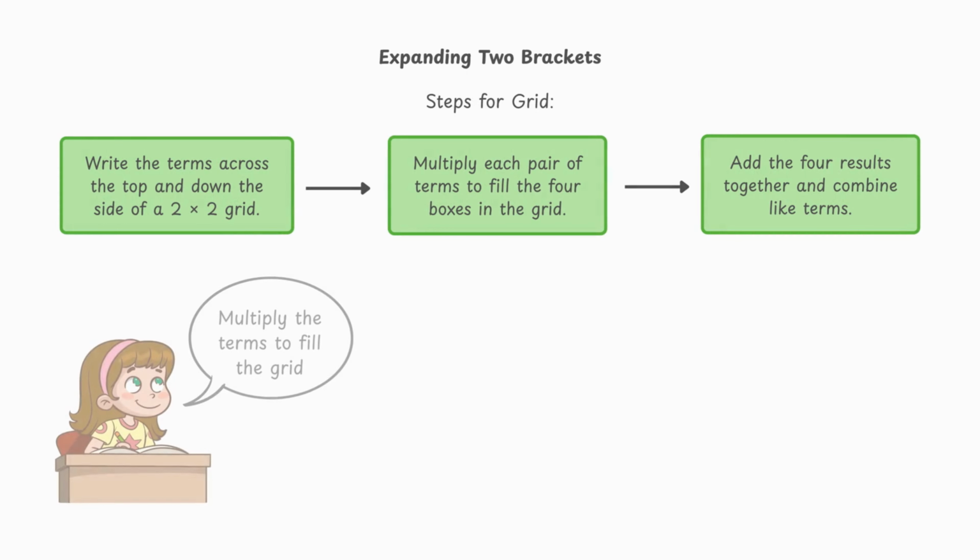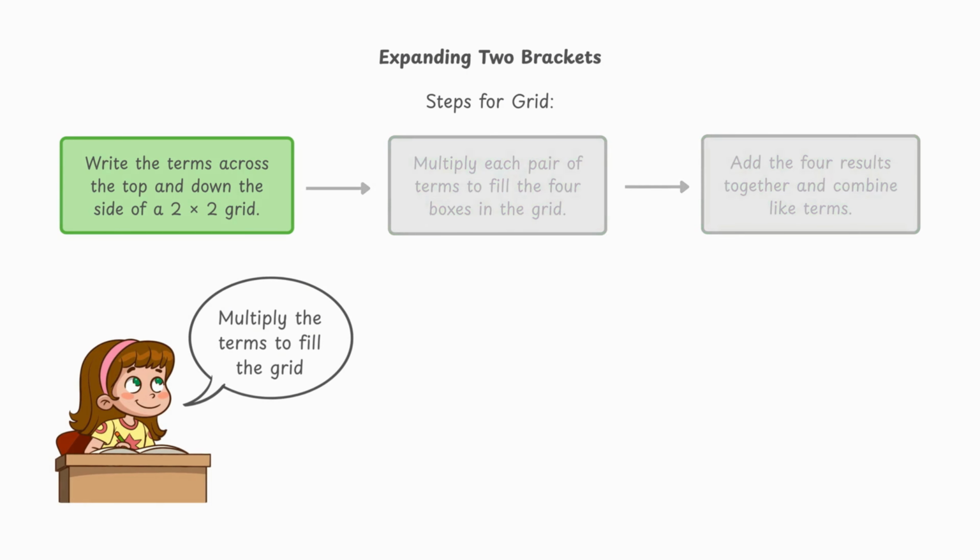Now let's learn the steps for the grid method. Step 1. Write the terms across the top and down the side of a 2x2 grid. Step 2. Multiply each pair of terms to fill the 4 boxes in the grid. Step 3. Add the 4 results together and combine like terms. Now let's look at the example x plus 2 times x plus 3.